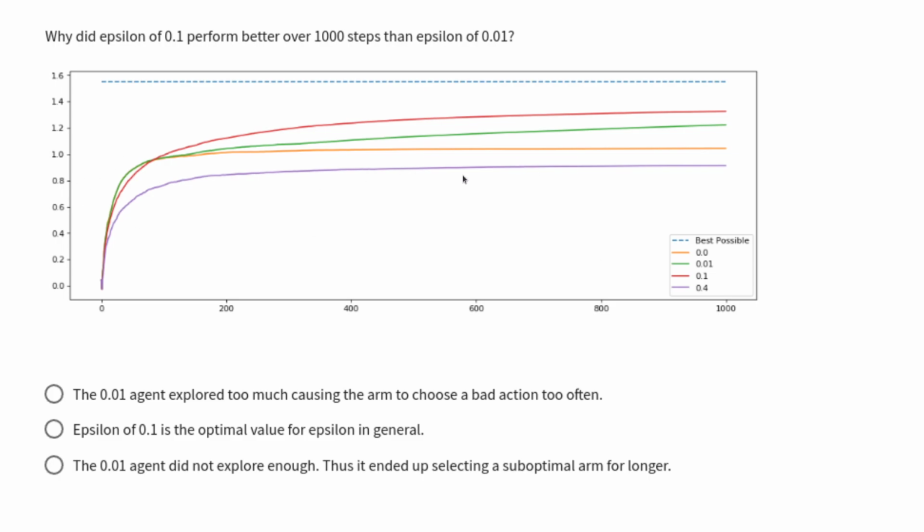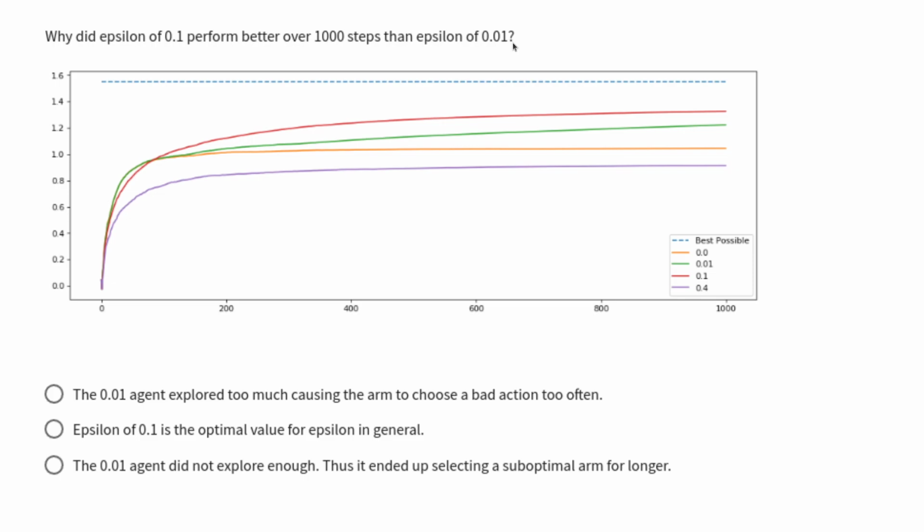So we have plotted curves. This blue one is the best possible, which is what we wanted to learn. And these are the curves with different epsilon. If you explore with a 40% rate, this is how your curve looks. If you explore with a 10% rate, this is how your curve looks. If you explore with only 1%, this is how your curve looks. The question asks: why did epsilon 0.1 perform better over 100,000 steps than 0.01?